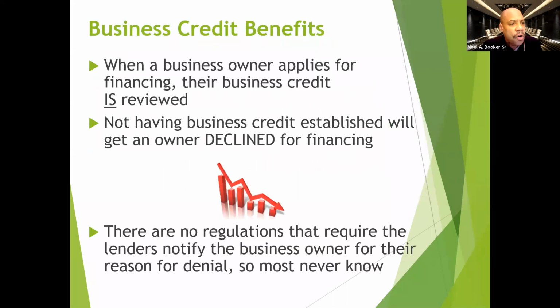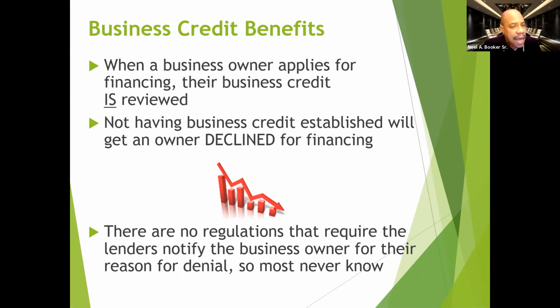Okay, when a business owner applies for financing, their business credit is reviewed. They don't have to ask your permission. They're going to check your business credit profile. With personal credit, you have to give them permission. And when they look at your credit and deny you, they have to tell you why they denied you. That's not the case with business credit.